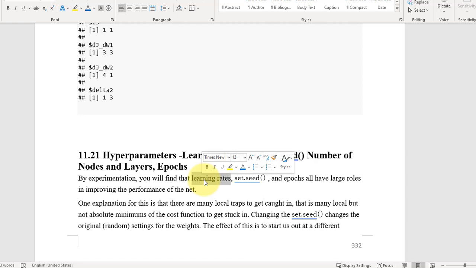So we have to play around with different learning rates and see which one will give us the best network. In other words, gives us the best predictions with the lowest error, and then we have a good neural network. You might have a loop that goes through many different learning rates and then chooses the one that gives you the best overall result. Of course, that's going to take a lot of computing power. The same thing with set seed.